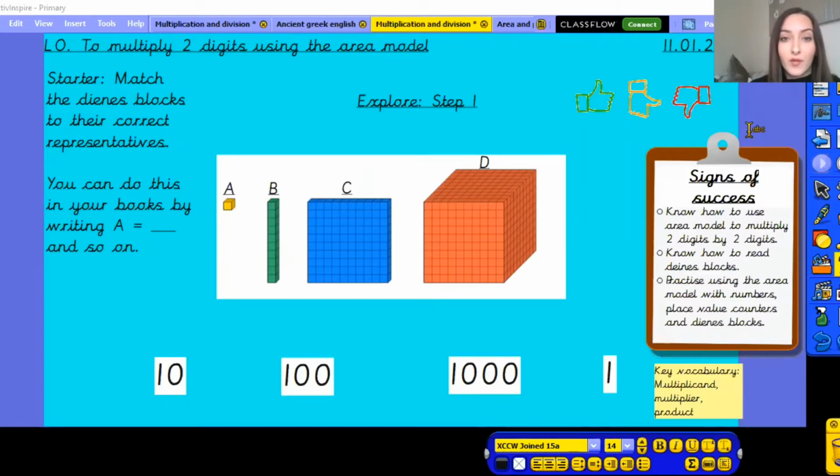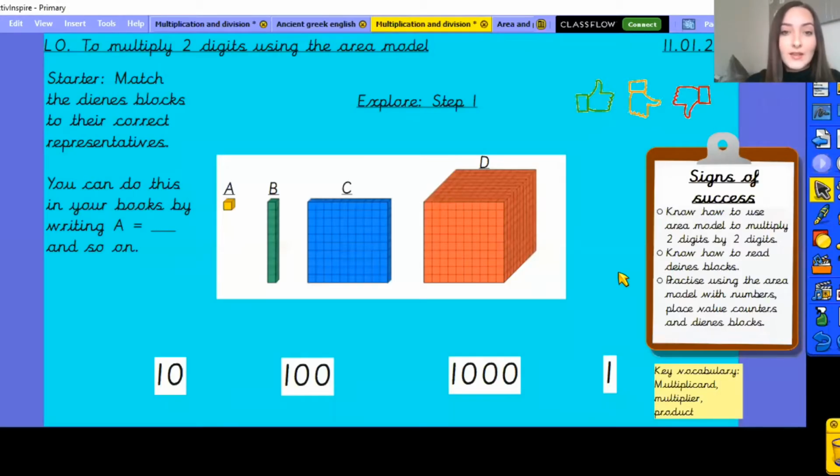But firstly, before we begin the lesson, could you please pause this video and write the date and the LO in your maths book? So the date should be the 11th of the 1st, 21, and the learning outcome is to multiply two digits by using the area model. So do that now.